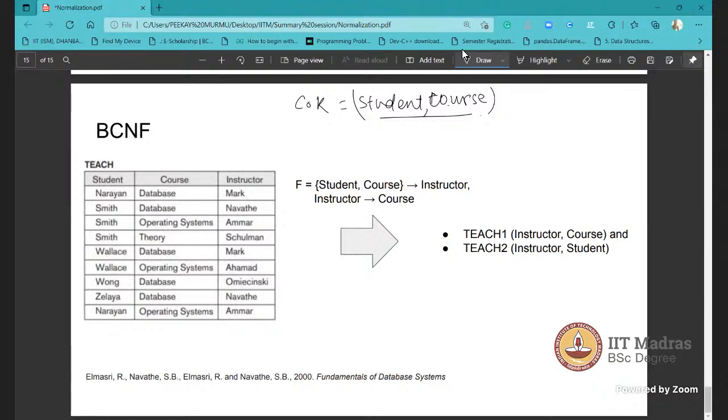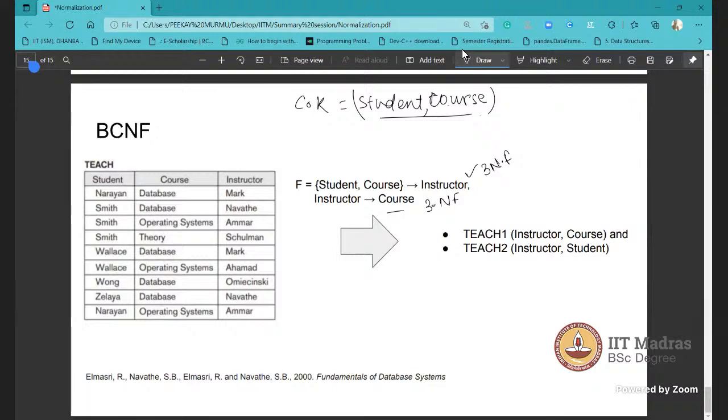So you have to check whether it is in third NF or not. So how do you check? We just discussed the conditions for the third NF, right? Student and course is a candidate key, so student course determining instructor is okay, which means this is in third normal form. In the second functional dependency, course is a prime attribute, so this is also in third normal form.